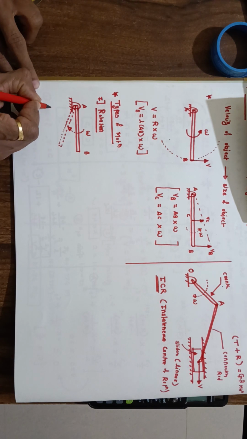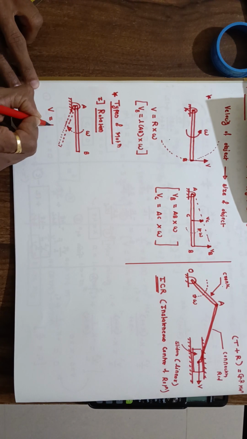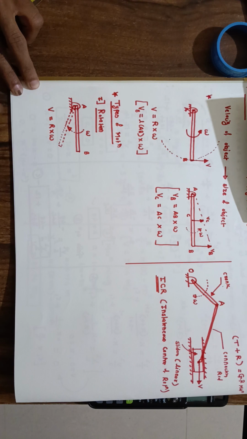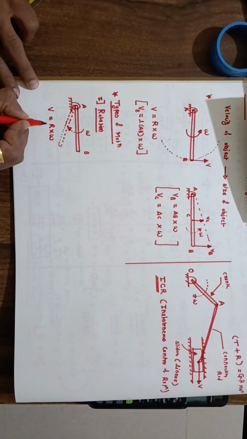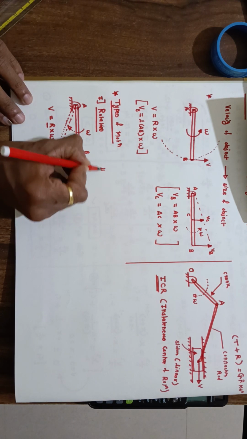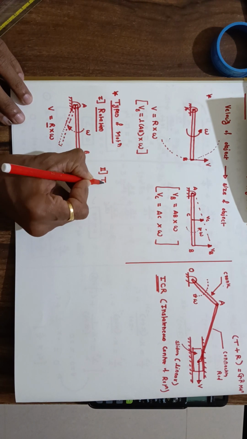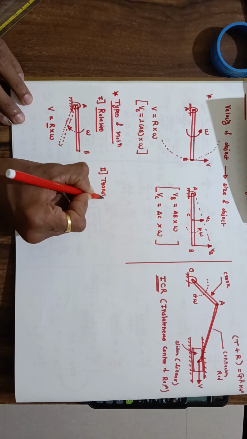So for the pure rotation, we can use the equation V equal to R into omega. With this equation we can find out the velocity of any point. It may be point B, point C, like this. We just need the radius or the distance. Second motion is pure translation, or the linear motion.